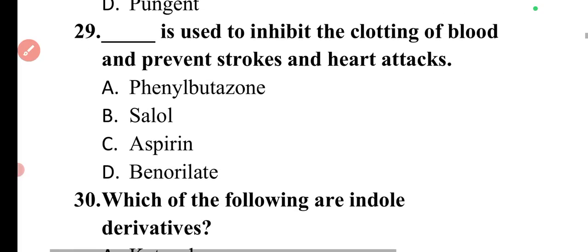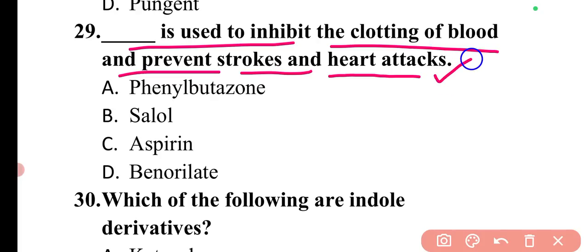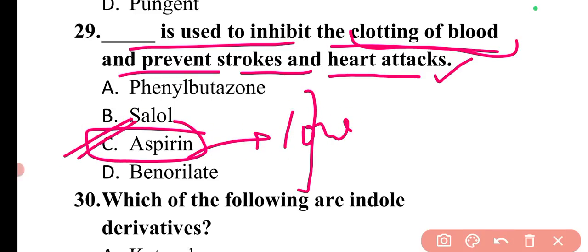Then next question is, dash is used to inhibit the clotting of blood and prevent strokes and heart attacks. The drug which inhibits the clotting of blood is aspirin, basically an antiplatelet drug, and at a low dose it behaves as an antiplatelet. Apart from being a non-steroidal anti-inflammatory drug, it also prevents strokes and heart attacks. So here option C is correct.